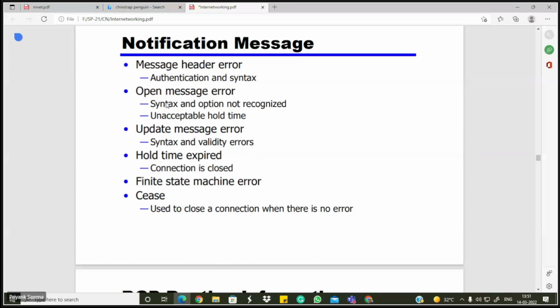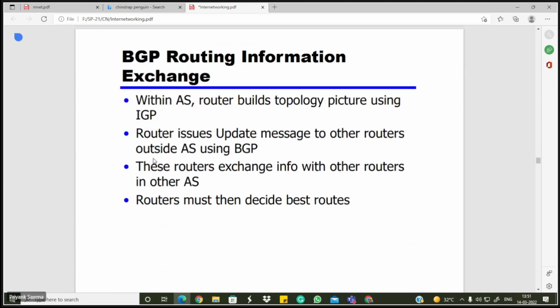Notification messages are used to identify any kind of error in the messages, like the header error, open message error, like the syntax and options not recognized, update message error, hold time is expired. Such errors are notified using the notification message.